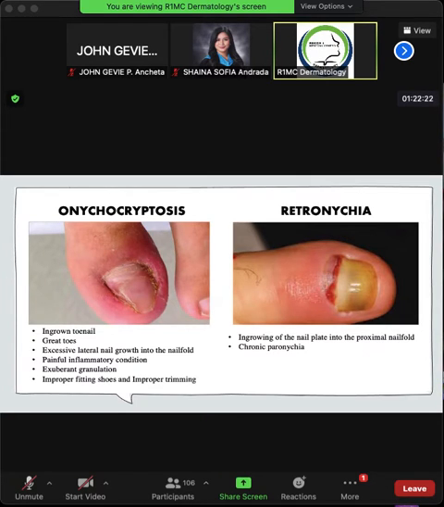Another is your retronychia, which is actually an unusual event associated with the ingrowing of the nail plate into the proximal nail plate. Your retronychia usually induces chronic paronychia. So in patients with retronychia, nail avulsion is actually curative.